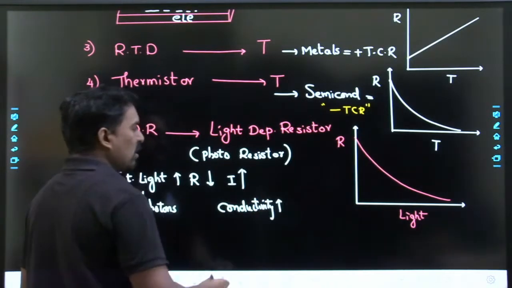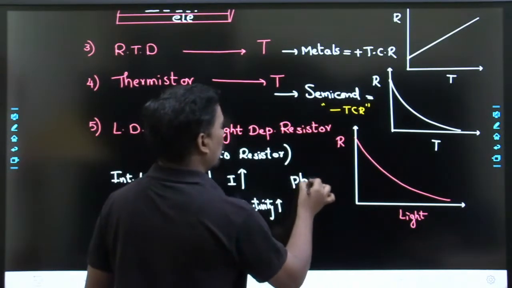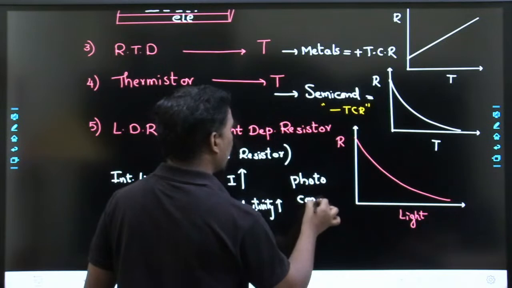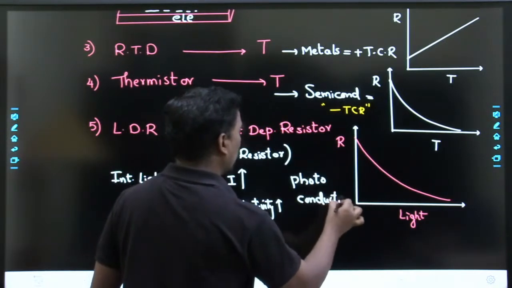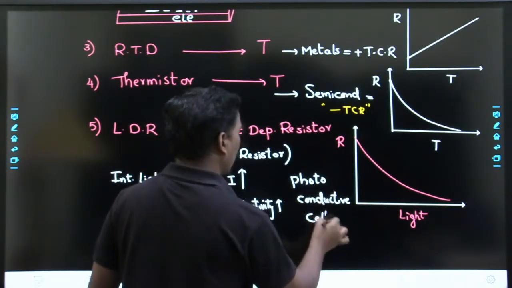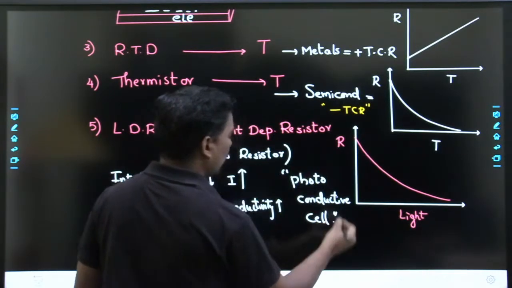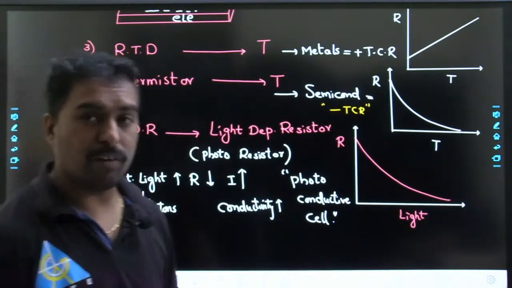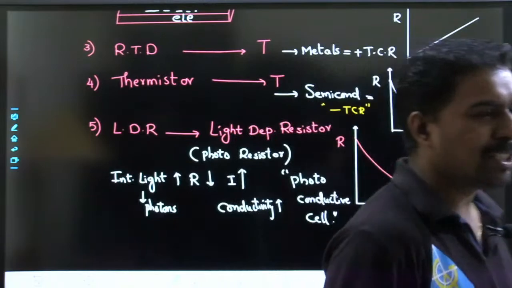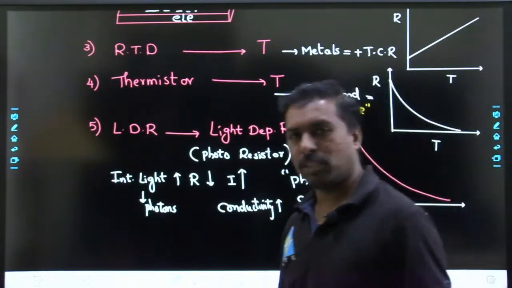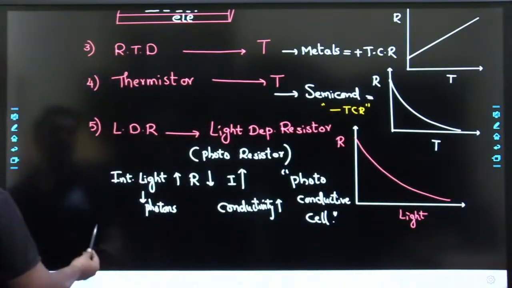So that's why this is also called a photoconductive cell. What do we call it? Photoconductive cell. So this much knowledge is enough when you are facing memory based questions, which are especially asked. So this is our LDR.